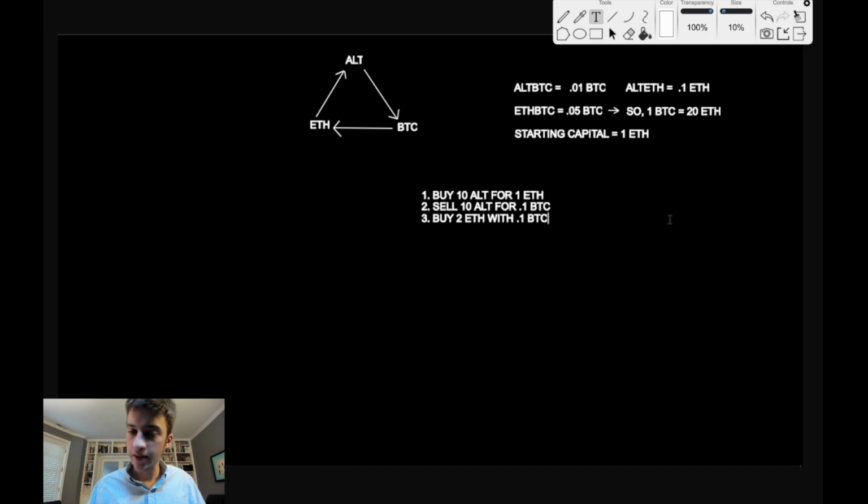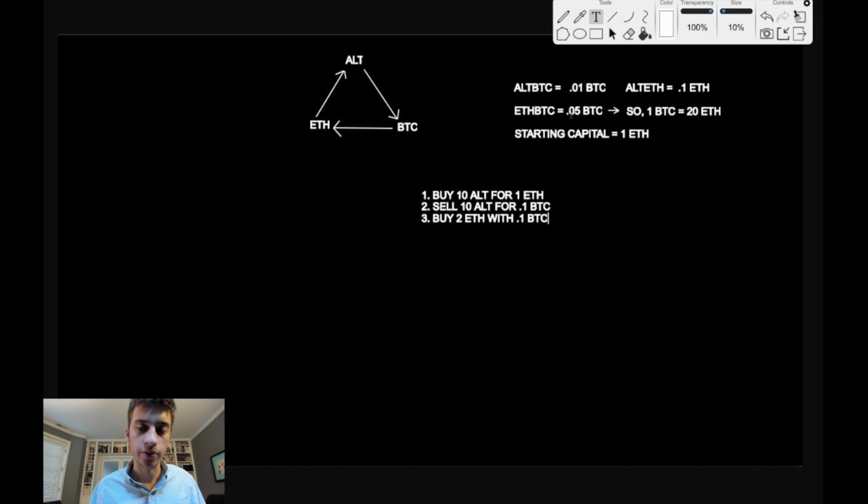Now, if you're a little bit confused at this part, let me just show you guys how exactly I did that. So we know that we have 0.1 BTC from this previous transaction. So what we can do is, we also know that 1 Bitcoin is equal to 20 Ethereum, as is the ETH BTC rate.